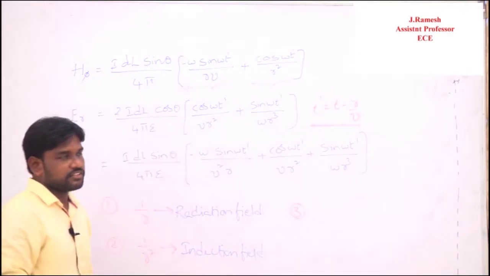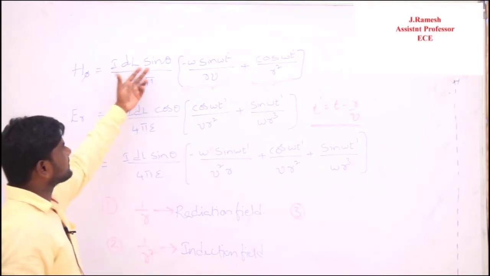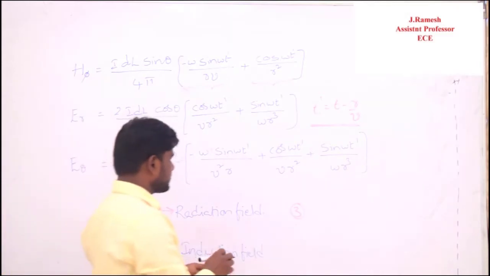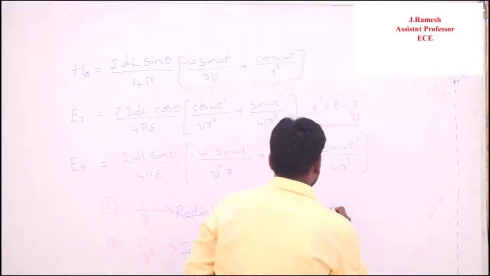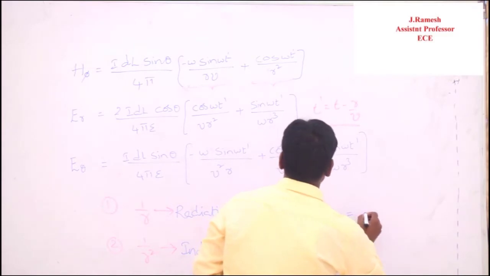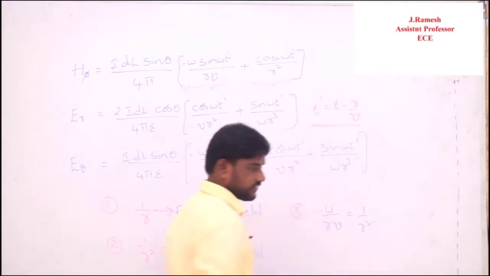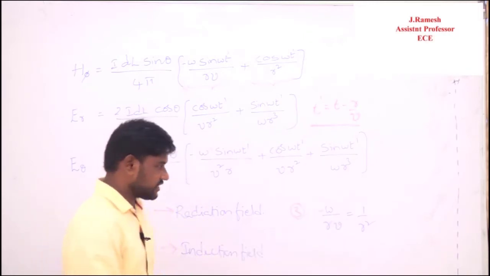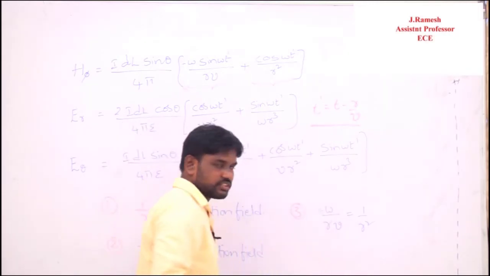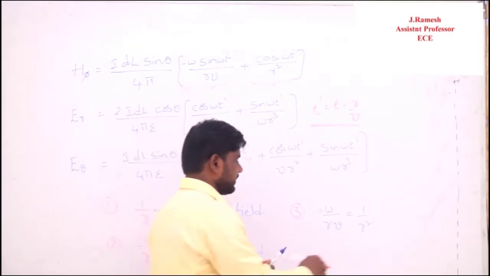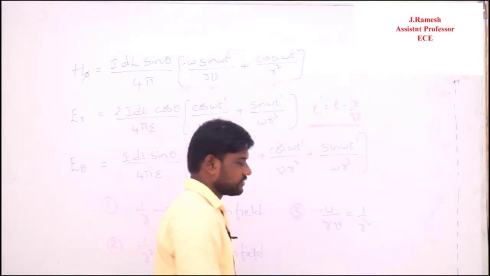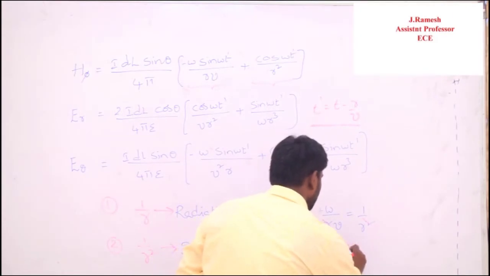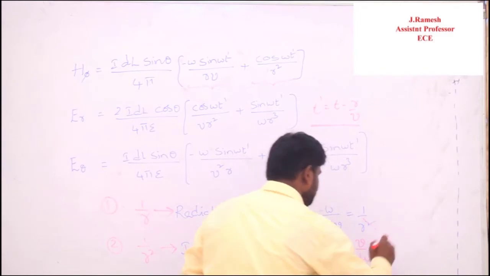If you observe the expression, I dl sin theta by 4 pi is common for both. But what about the remaining terms? I can say that omega by rc should be equal to 1 by r square. At this condition, both magnitudes are the same. I am taking only the positive magnitudes. So r square and r get cancelled, and I can say that r is equal to v by omega.